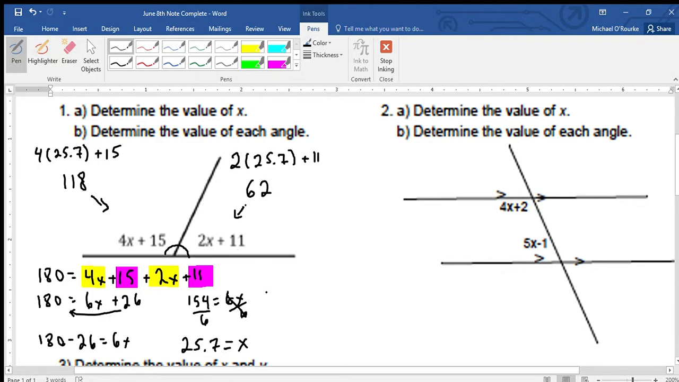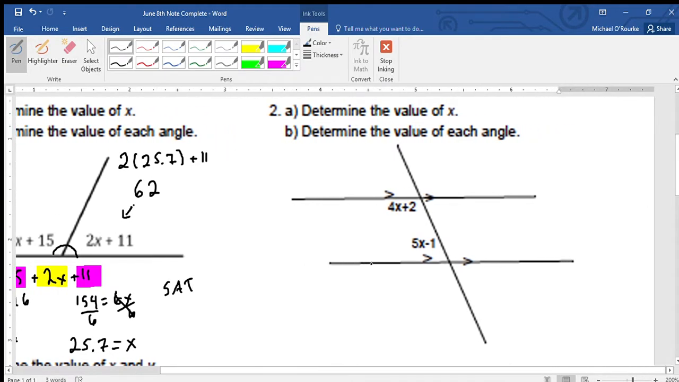Now to be true here, we should write in the proof. And I don't have my sheet on me, so I want to say this is supplementary angle, SAT. Because supplementary adds to 150, not 150, 180. The same thing here, determine the value, then determine the value of each angle.